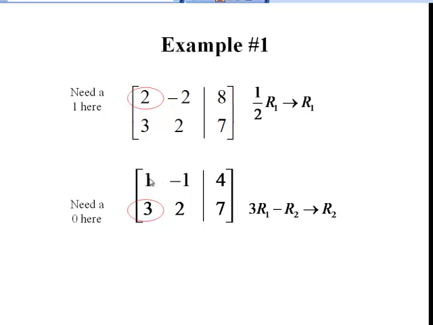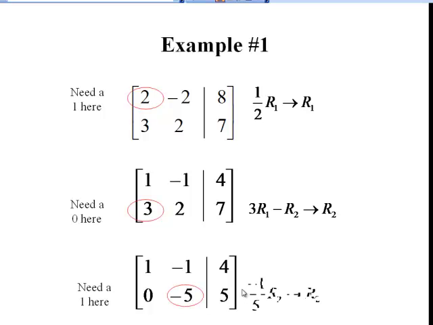So that's 3 minus 3 makes 0. Negative 3 minus 2 is negative 5. I'm multiplying 3 times 4, which is 12, minus 7 is 5. And now we need a 1 here. 1s are found by dividing or multiplying by 1/5 in this case.